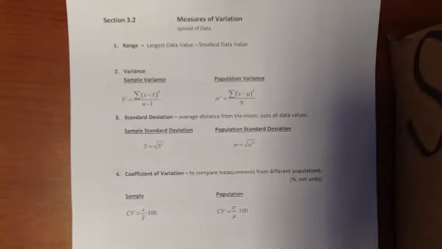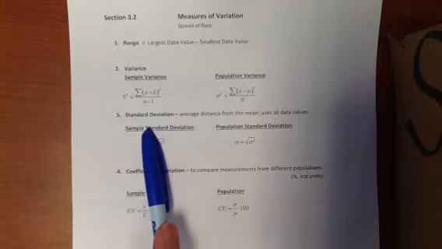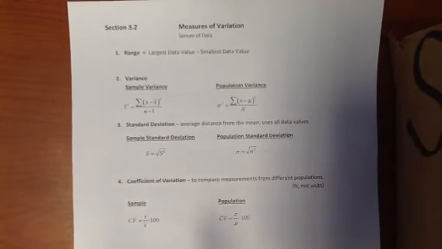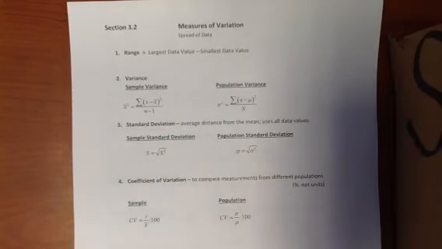And this is part of descriptive statistics. Remember, we have descriptive statistics and inferential statistics. In our descriptive statistics, measuring a variation, we have both the range, the variance, in addition the standard deviation, and the coefficient of variation. The range is the easiest to calculate. It is the largest data minus the smallest data value.